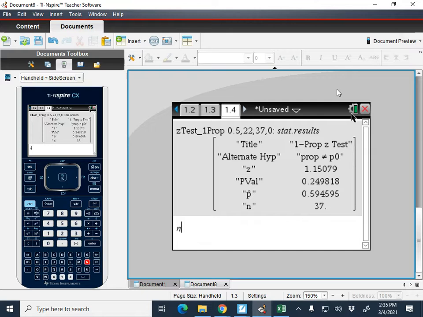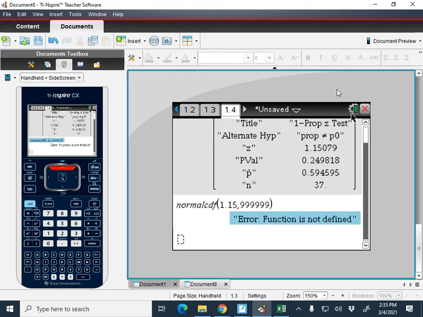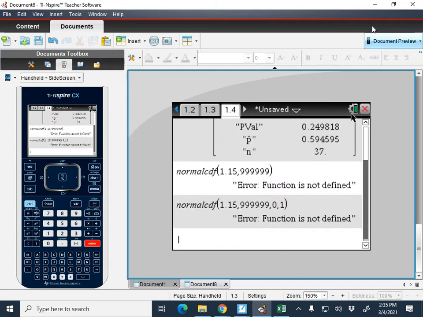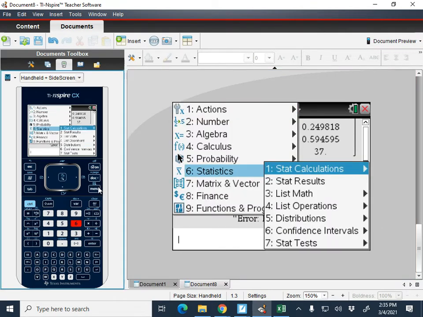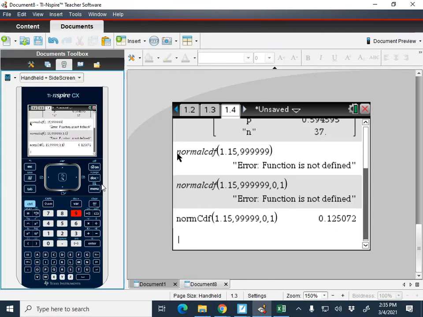Now I want to show you something. If I go normal CDF from 1.15 on up. Oops, I guess I need the 0 and the 1. Maybe not. Must be forgetting something. 1.15 to, what did I type wrong? Oh, it's just norm CDF. That gets me 12.5%.